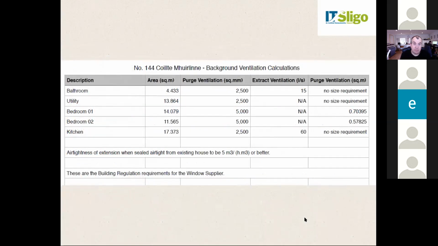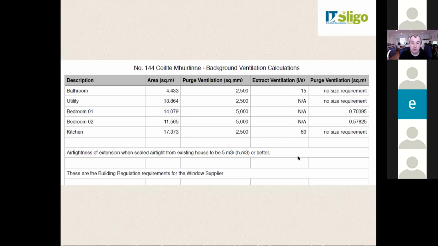We had to do some background ventilation calculations for some Galway City Council houses, council houses in Galway, where we had to work out the areas of these rooms and then work out the extract ventilations of the spaces and what the size of the rooms needed to be. So you may be asked to perform and work out these calculations.